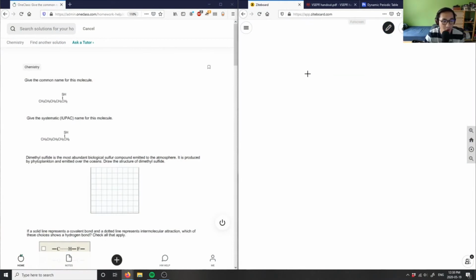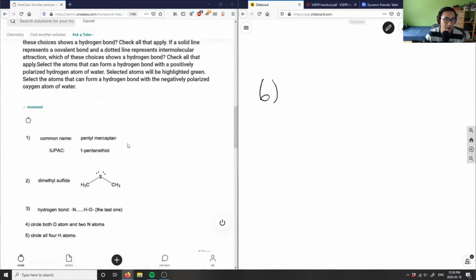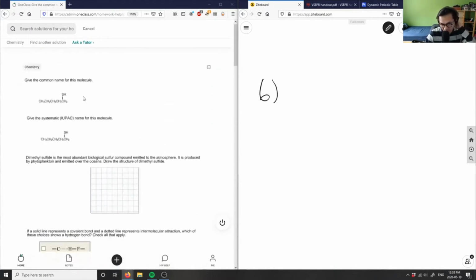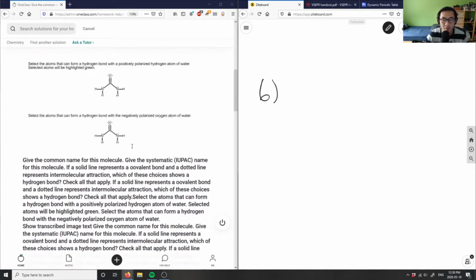So I want the common name of this molecule here. I have a lot of questions here. Okay, so there's like 5 questions here I have to figure out. In this case, the solution does give us the 5, so I guess we'll do the 5.